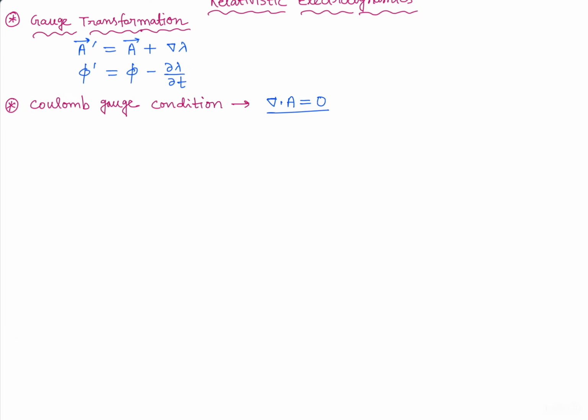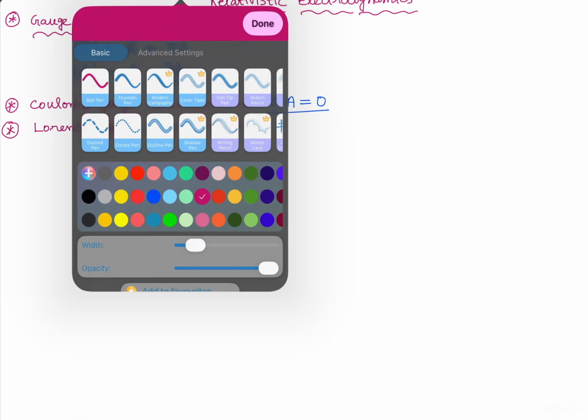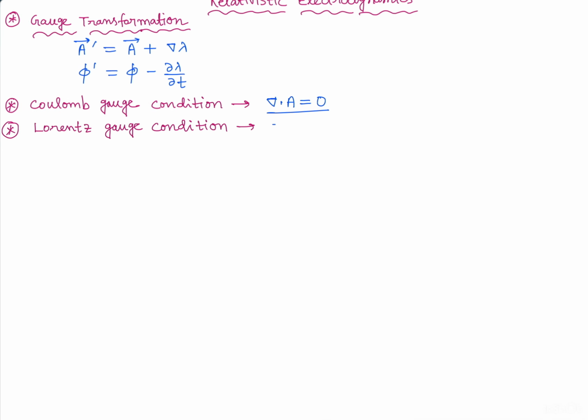Next, Lorentz gauge condition. Del dot A equals minus mu 0 epsilon 0 del phi by del t.